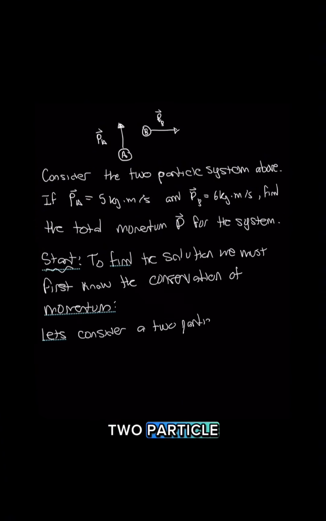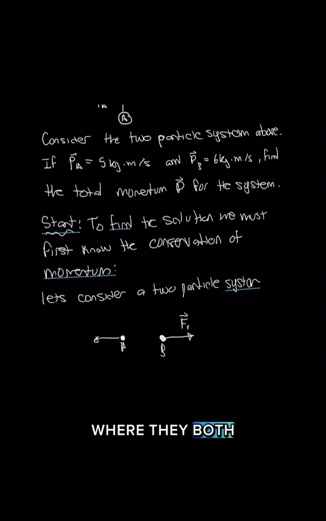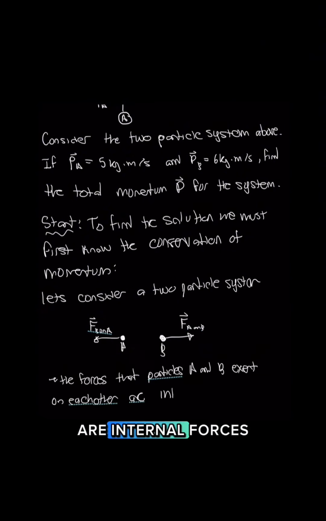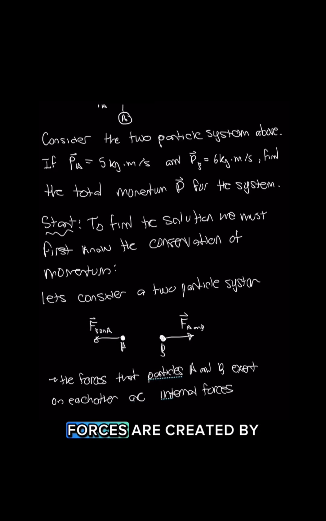So let's consider a two particle system given below, where they both exert a force on each other, noted by F_B on A, which is the force the B particle exerts on A, and then F_A on B, which is the force that A exerts on B. The forces that particles A and B exert on each other are internal forces. This means that these forces are created by the particles themselves, not by an outside source.